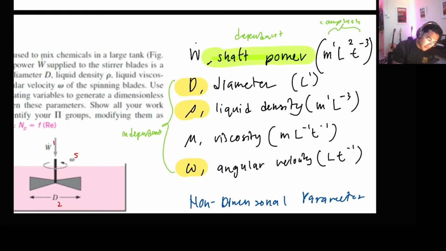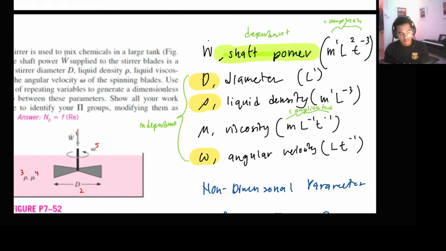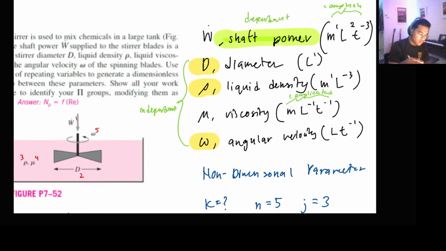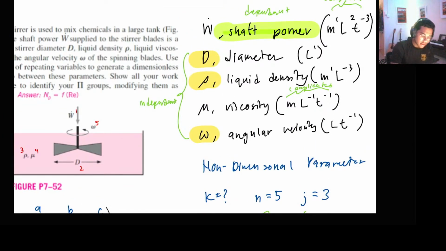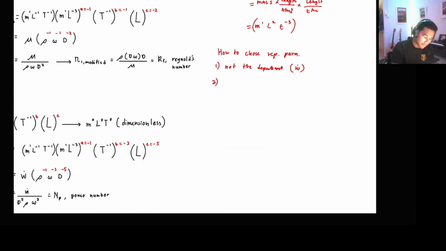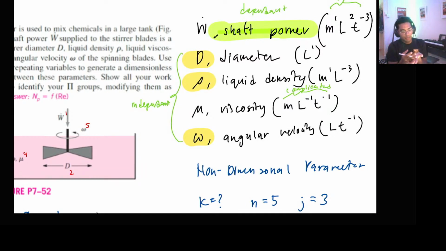We can also see that viscosity is a complicated dimension, so we cannot choose viscosity because it will be hard for us to find ABC. That leaves us with the simple dimensions: diameter, liquid density, and angular velocity. Do all three satisfy all of the primary dimensions? Yes, because there's M, there's T, and there's also L.